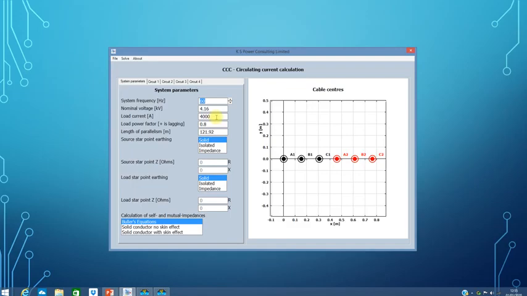So let's see what happens when we run the calculation for this cable configuration. And note that here we have the cable conductors in a flat formation in phase order. So A, B, C for circuit 1 and A, B, C for circuit 2. So let's run the calculation.